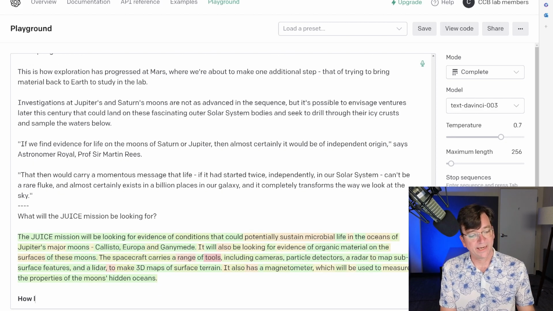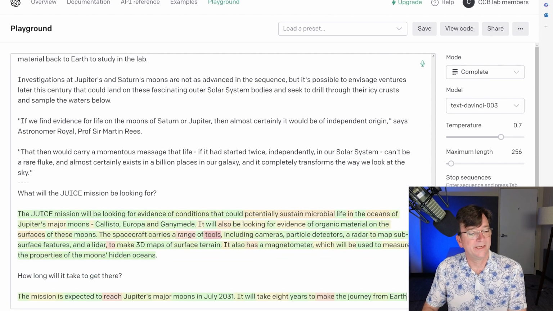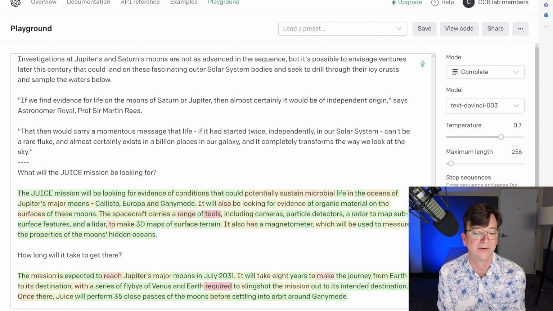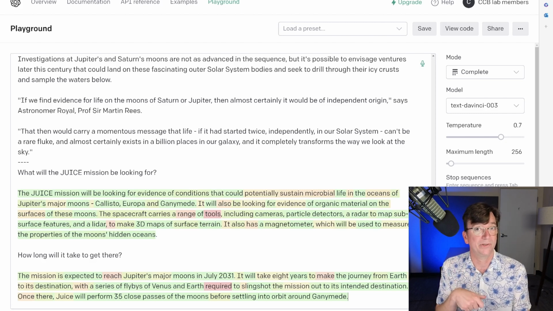Then I could ask a question like, how long will it take to get there? And then it'll say the mission is expected to reach Jupiter's major moons by July 2031. It will take 8 years to make the journey from Earth to its destination, with a series of flybys of Venus and Earth required to slingshot the mission out to its intended destination. Cool. So that's an example of how you can use the same technology that we use to write that short student review of me in order to do other interesting natural language processing tasks.